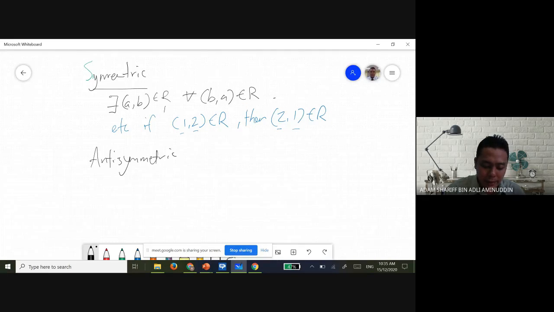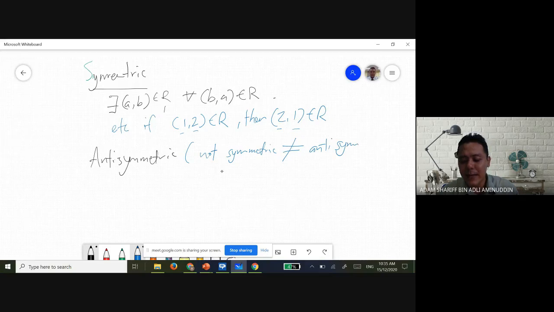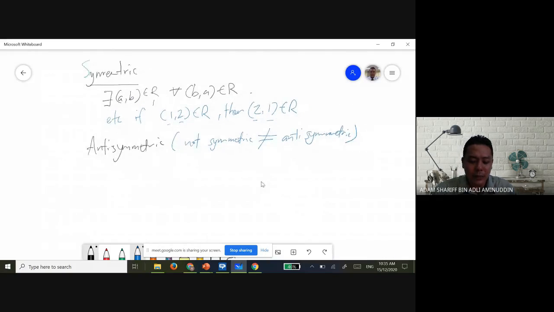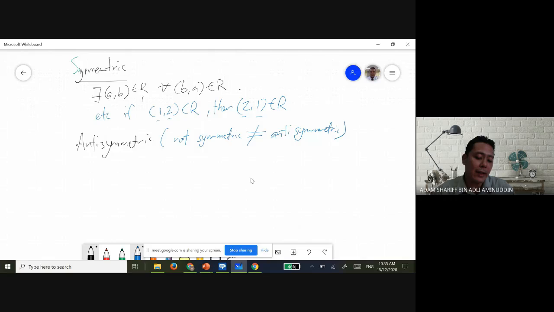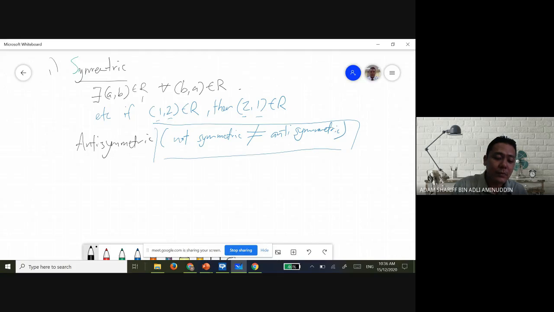An extra note I think I need to mention is that not symmetric does not equal antisymmetric. Tak sama. Tak semestinya bermaksud ini. So that's why if it is symmetric, it does not necessarily must be antisymmetric and vice versa. And then I mentioned in the notes that it cannot be both symmetric and antisymmetric. It can be both for only one relation. Later I will show you. Establish that not symmetric is not equal to antisymmetric. It's totally a different relation.